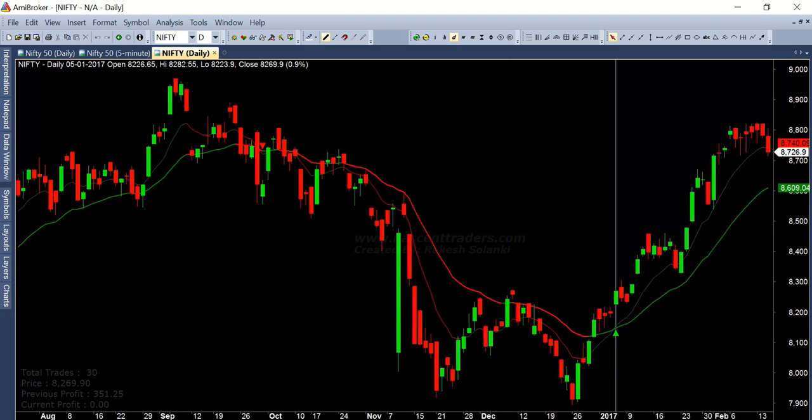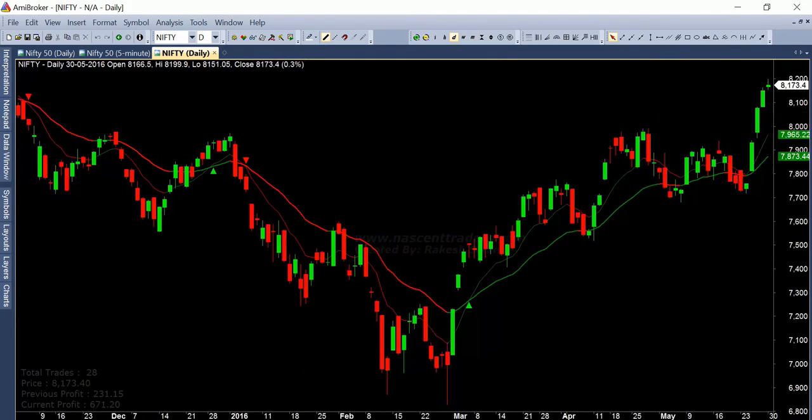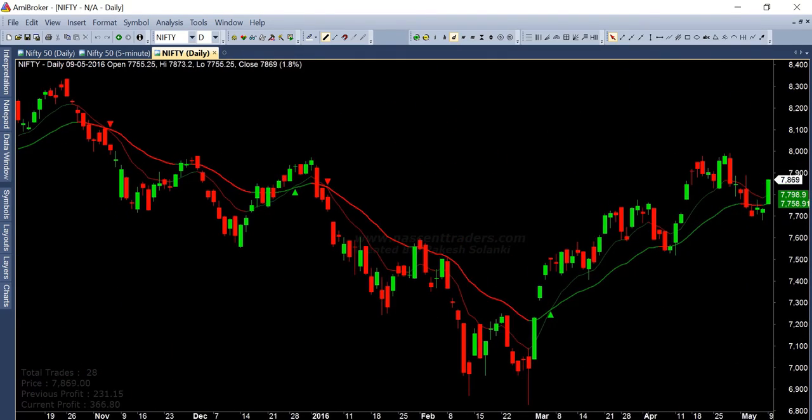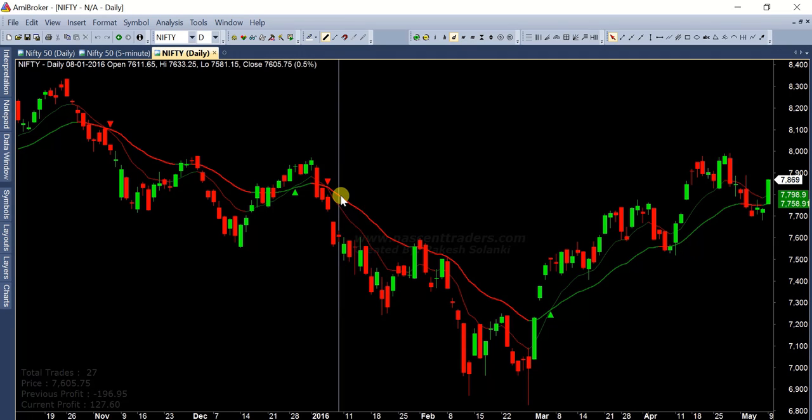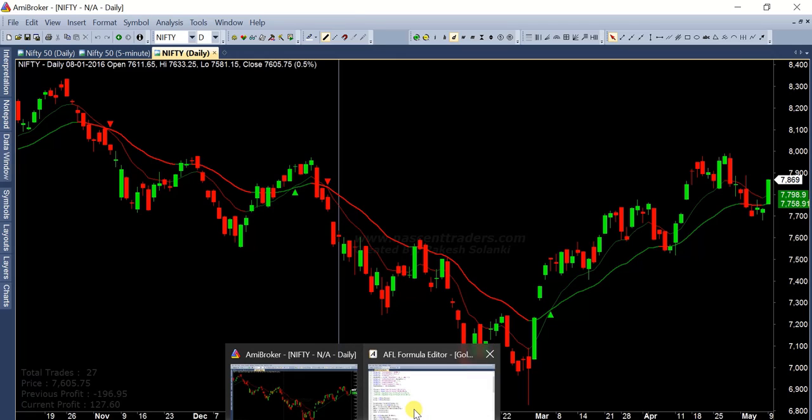Also with the same logic, a sell signal can be triggered. For the sell signal, the fast moving average should be below the slow moving average as here, and the slow moving average should be declining. So that is the condition for short selling, that is written here.